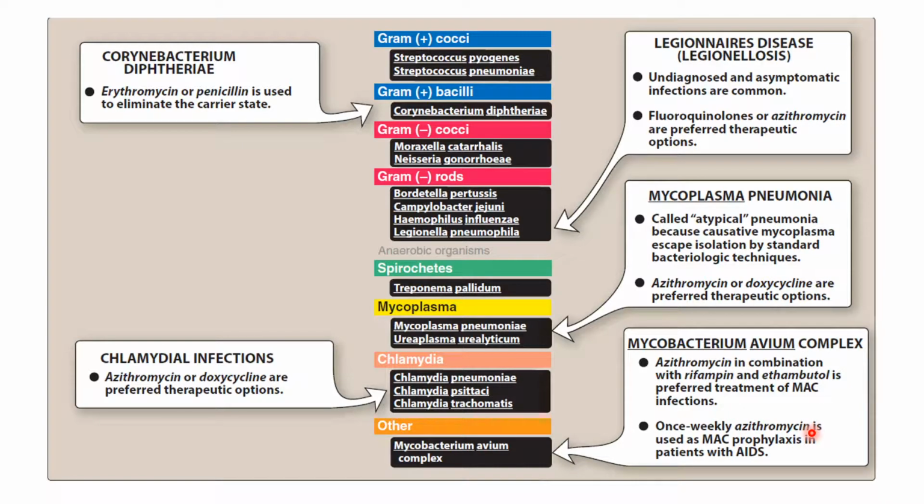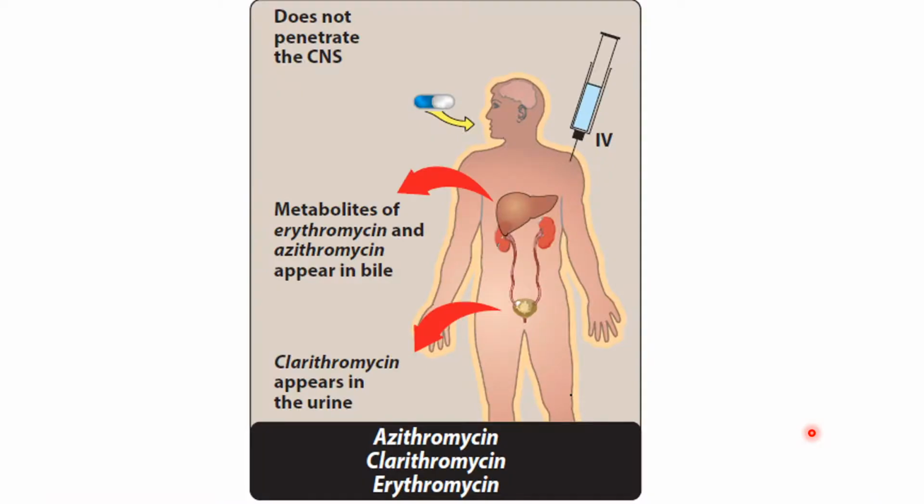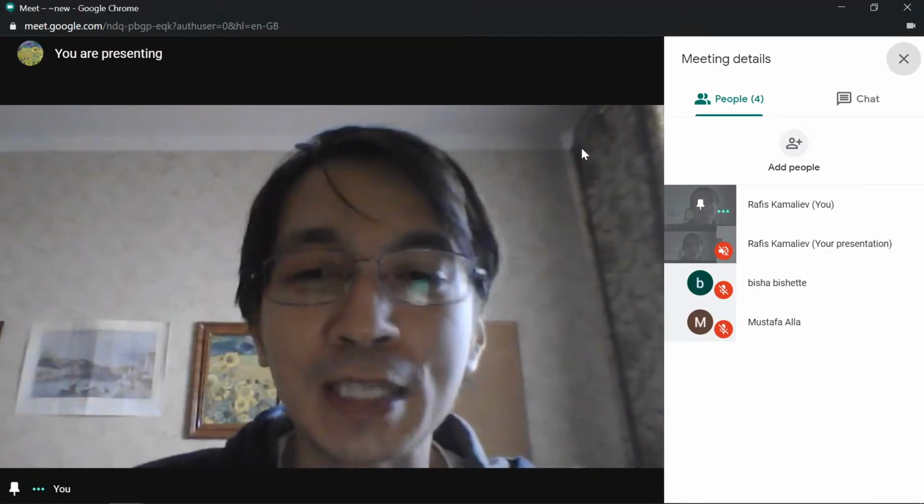So this is the bacterial spectrum, and the drugs do not penetrate into the central nervous system, but there are tablets available. That is good, so you don't need to inject it intravenously. Later, before the tablets were available, you had to inject it intravenously. That is why the treatment was expensive, because you need a nurse to inject intravenously. You cannot inject it yourself.